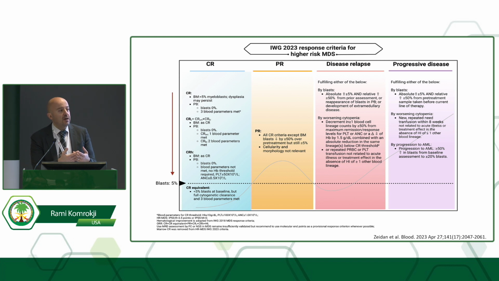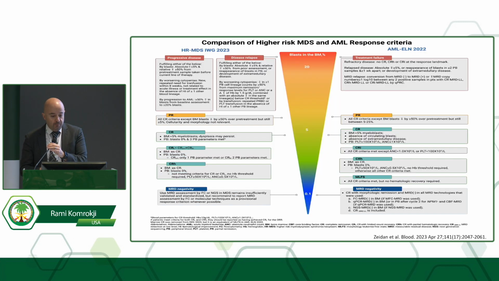Something like the marrow CR, where we decrease the myeloblasts but there is no count recovery, does not actually translate to a survival advantage for patients. And the only use of that could be probably as a bridge to transplant, if we could reduce the myeloblasts and take patients to transplant.